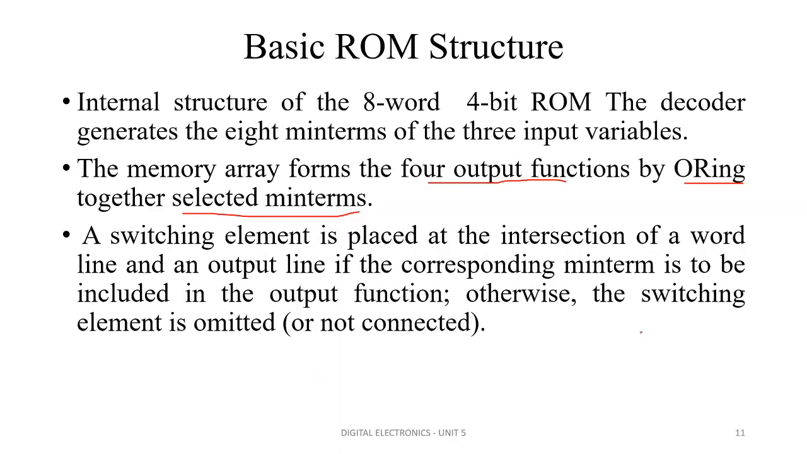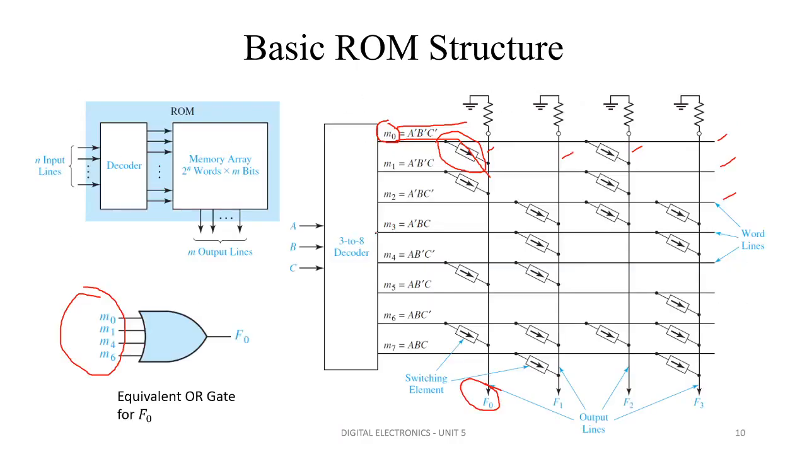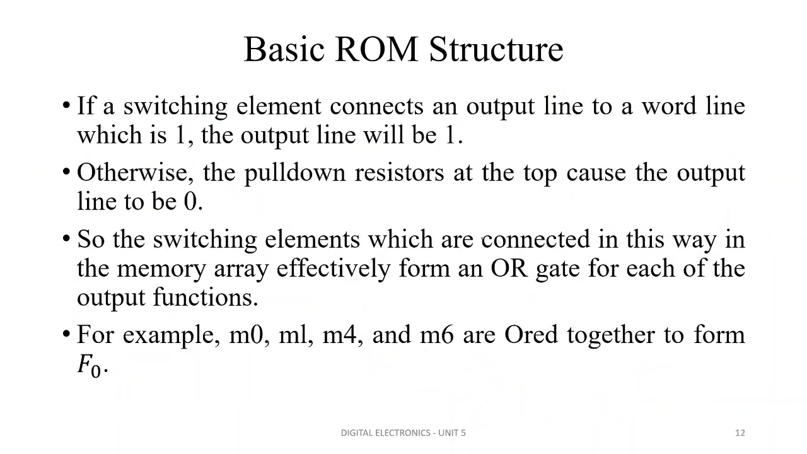The switching element is omitted if not connected. If I want a 0 over there, I'm not connecting it. If a switching element connects an output line to a word line, which is 1, the output line will be 1. In this diagram, if the output line is connected to the word line, 1 will be present. If not, a 0 will be there.